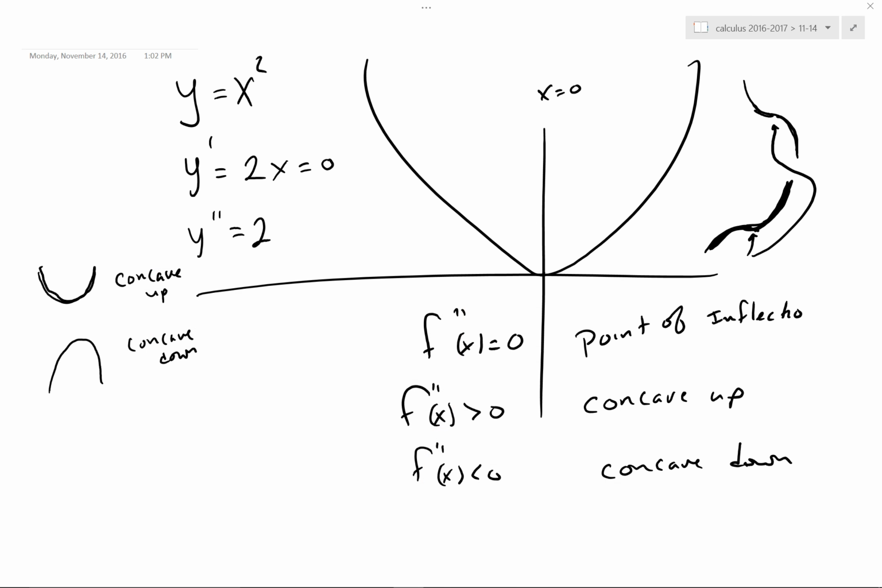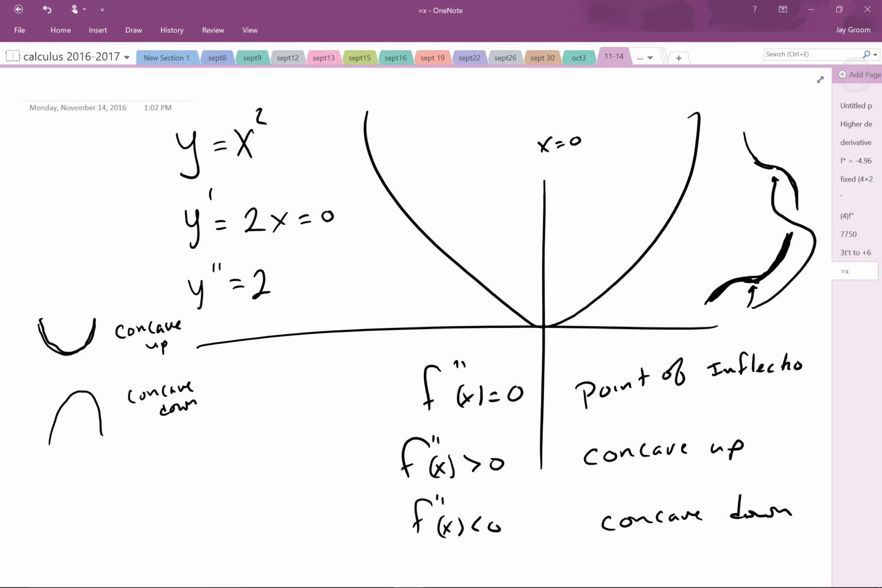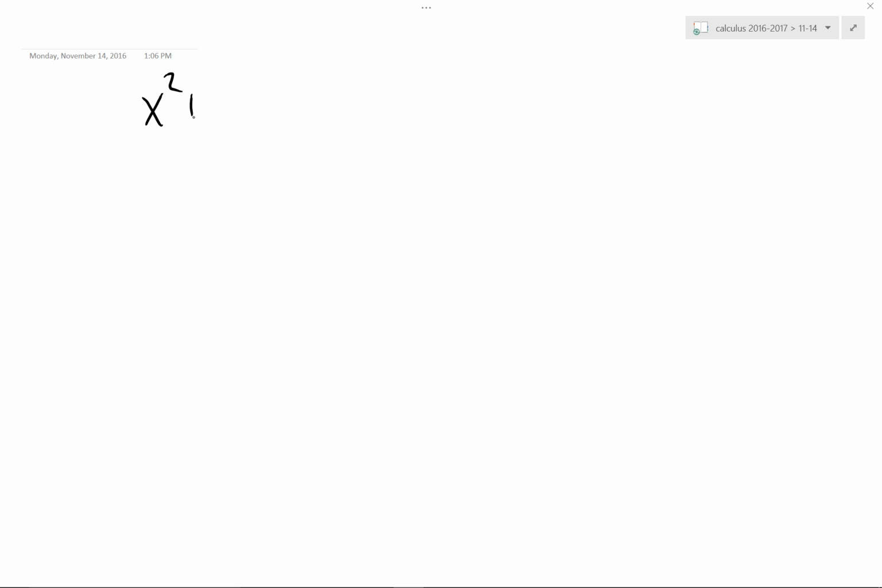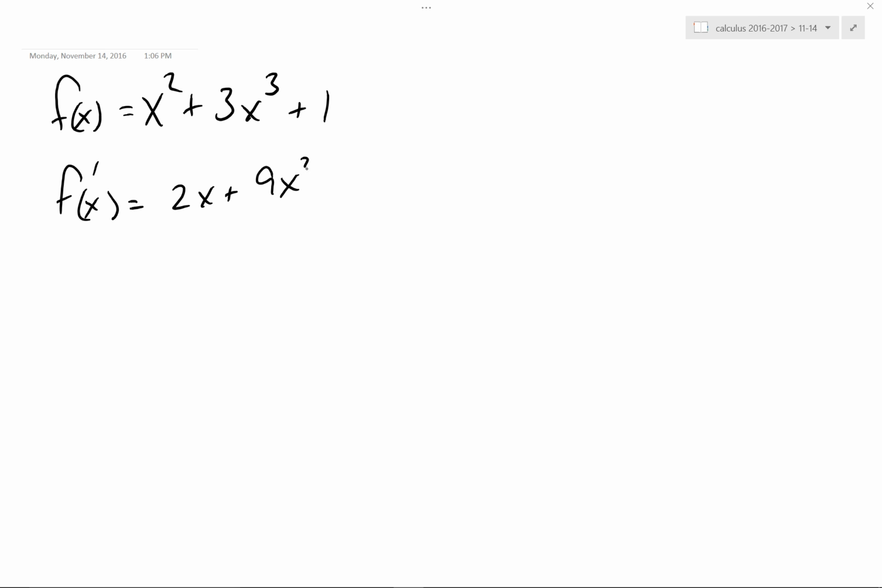Everybody got that down? x squared plus 3x cubed plus 1. Does it really matter what the plus 1 is doing for me here? Not really, because f prime is going to give me 2x plus 9x squared.